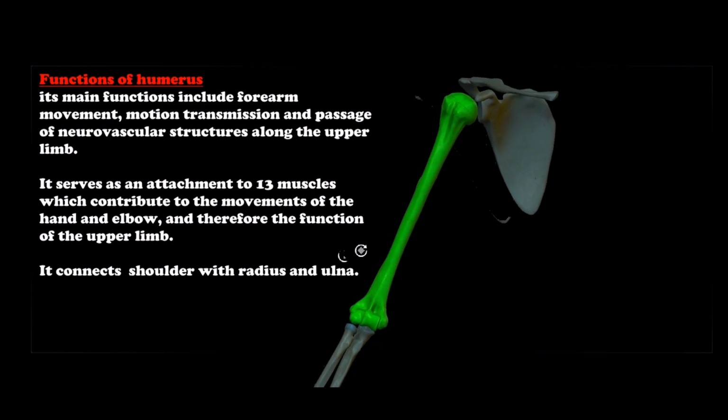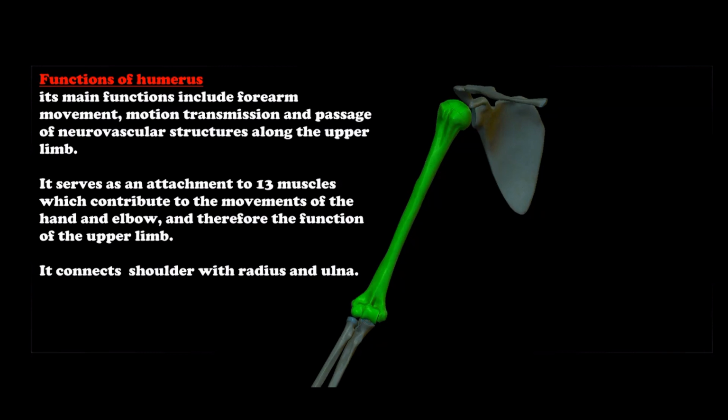Its function includes forearm movement, motion transmission, and passage of neurovascular structures along the upper limb. It also serves as an attachment to 13 muscles. It connects shoulder with radius and ulna.